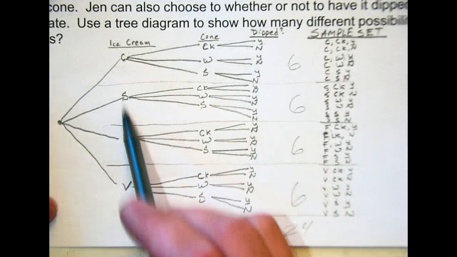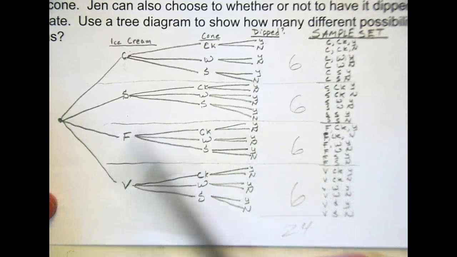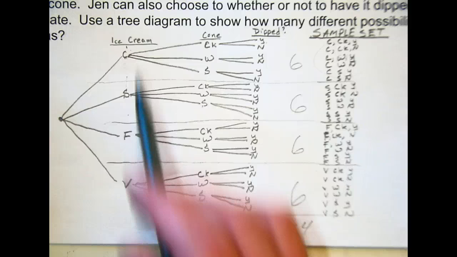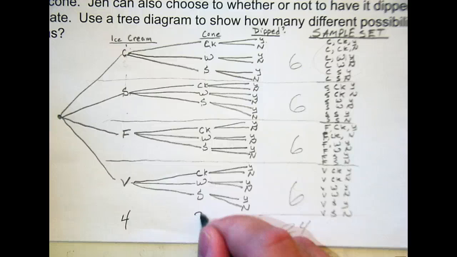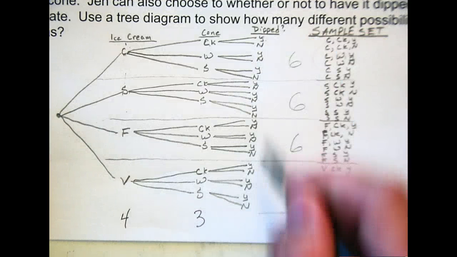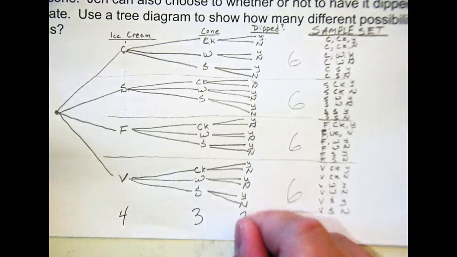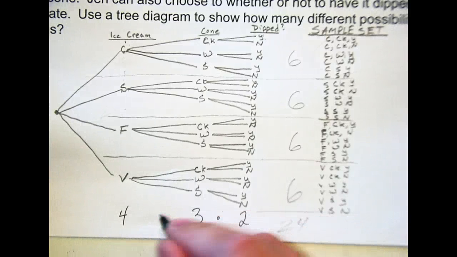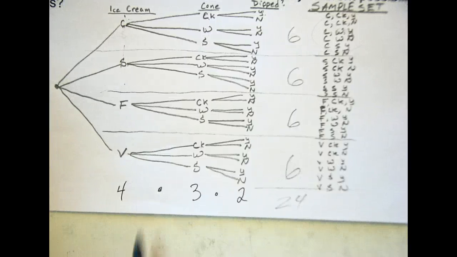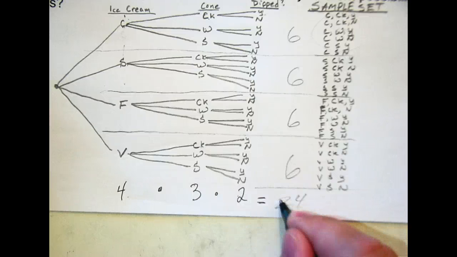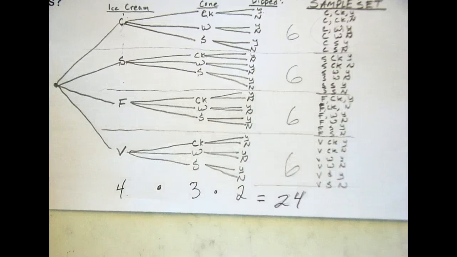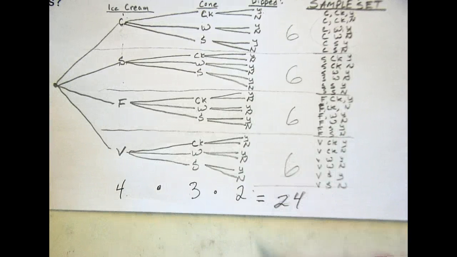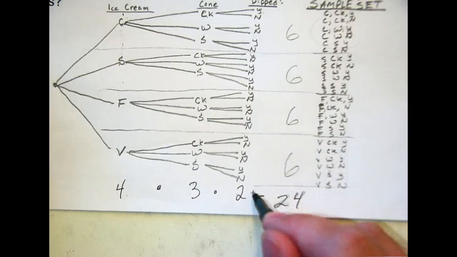So if we stick with this tree diagram, rather than having to go through this process, if we know there are 4 different choices of ice cream, and there are 3 different choices of cone, and two different choices of dipped, the multiplication counting principle says you can multiply those options together to get the total number of choices. That would be a factorial too, wouldn't it? 4 times 3 times 2. It's a portion of a factorial. Yes. Well, if you put a 1 in there, it is a factorial if you finish it off with the 1.